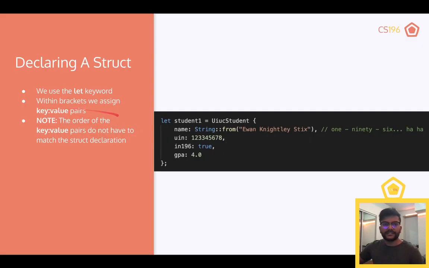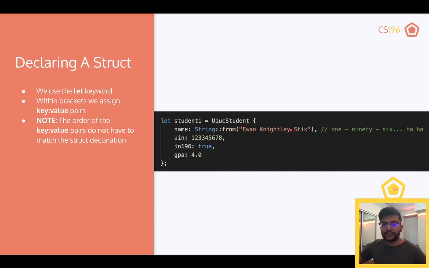Let's actually use this in our own program. Let's declare a struct using code. To do that, we use the let keyword, and then within the brackets, we assign the key value pairs. Notice we use the let keyword, name our variable, and then define a UIUC student struct. An important point here is that the order of the key value pairs doesn't have to match the struct declaration. If I wanted to put 196 first, then the GPA, it wouldn't matter, because we're explicitly defining the key.